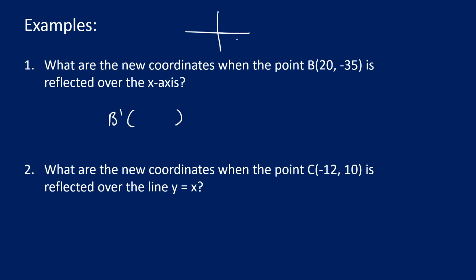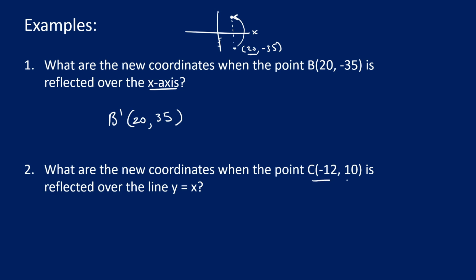So B, let's see, 20, -35, that's going to be over here, right? Just a rough sketch. You don't need to draw all the tick marks and all that. Just a rough sketch is great. To the right and down. Well, if I go over the x-axis, that means I'm going to reflect it straight up this way. Well, that means my x-coordinate's going to stay the same, and now my y-coordinate's going to change. Okay, it's just going to become positive 35. Instead of going down by 35, I go up by 35.